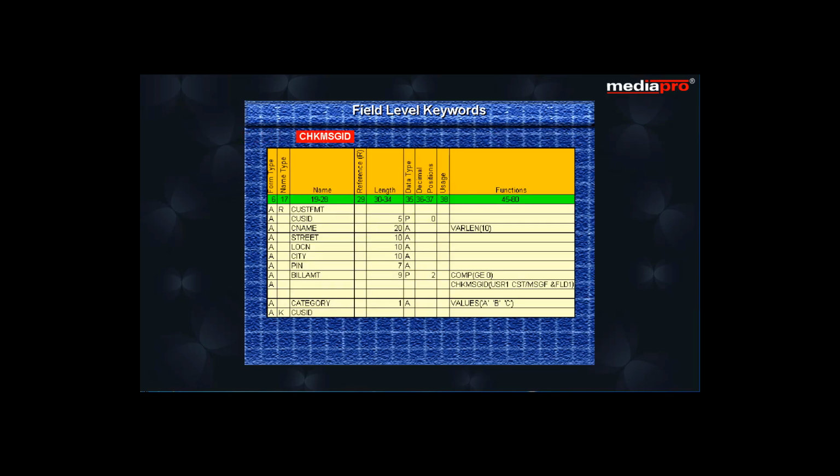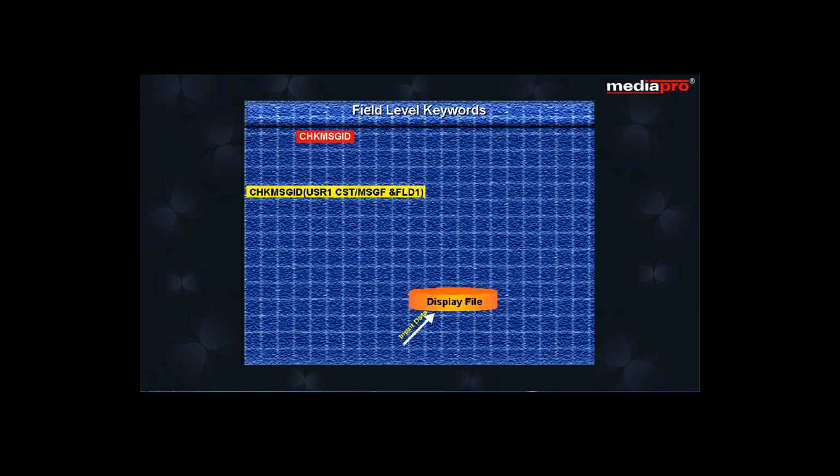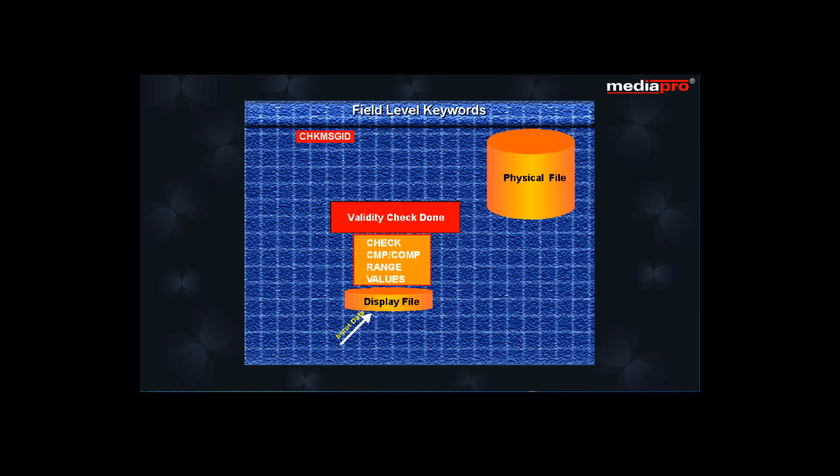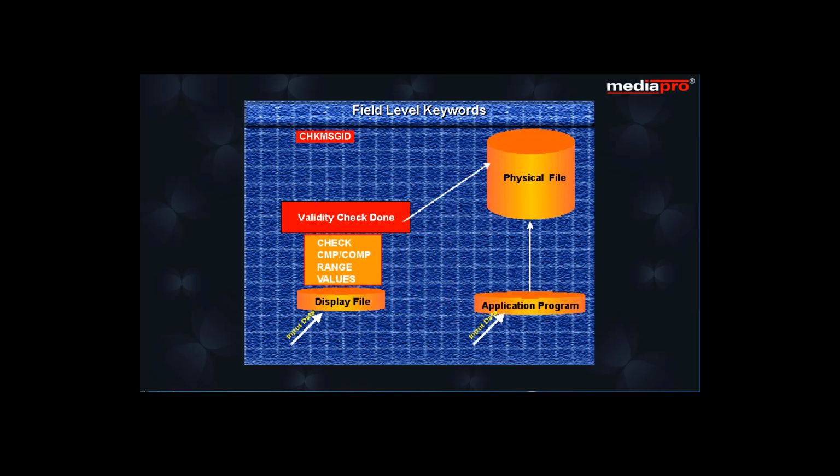The check message identifier keyword is used to identify an error message that is to be issued when a validity checking error is detected on one of the following keywords: check, compare, range, and values. However, remember that DB2 400 does not enforce any constraints based on these keywords. A program that is directly writing to the file could put in a value that does not meet the validity checks specified.